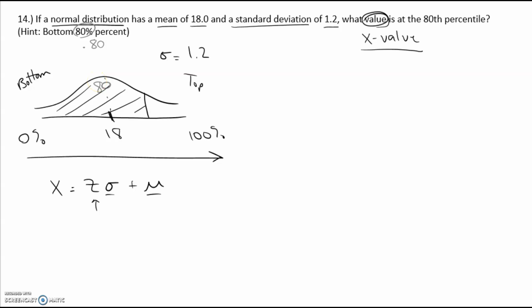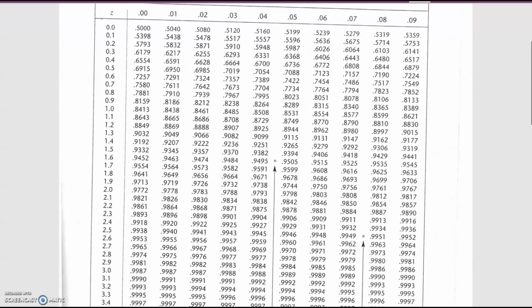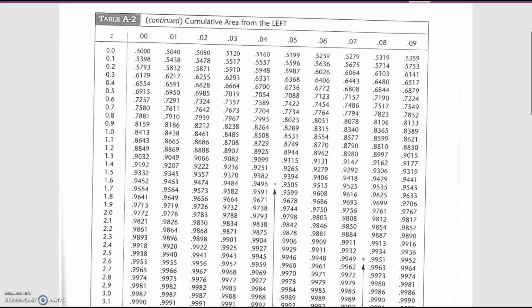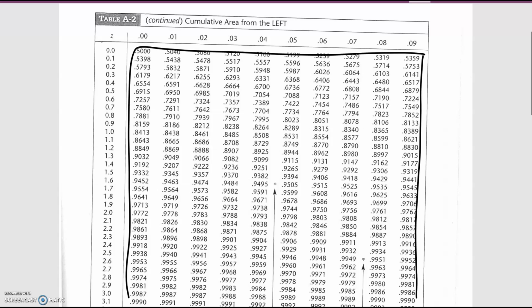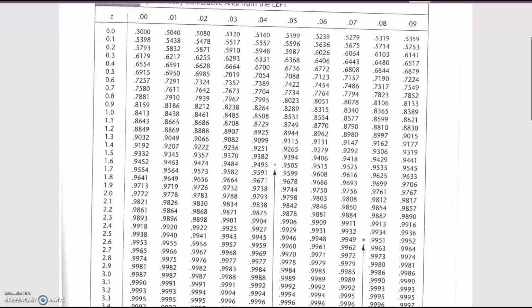A z-score is always attached to an area, which our area is 0.80. So we need to go back to our z-score table and find, somewhere in here, 0.80 or something really close to it. There's 0.8 right there. Okay, I see this one right here, this one, and this one.